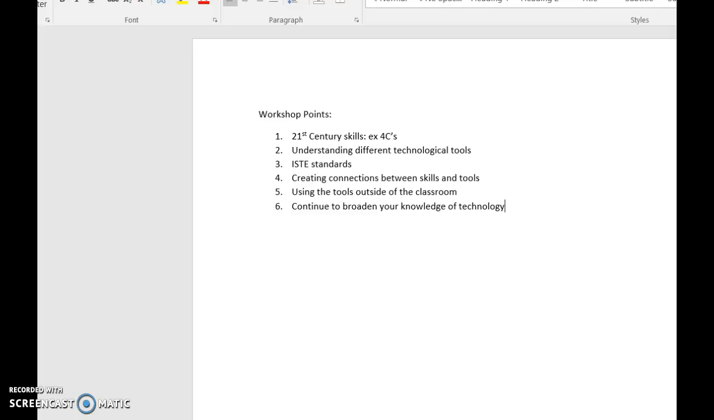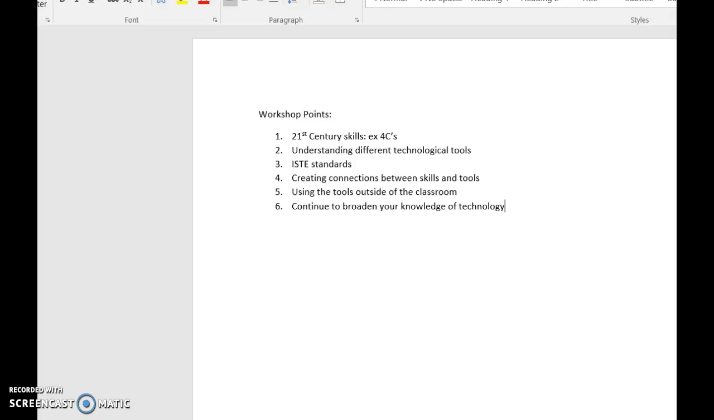Next is understanding the ISTE standards. And these standards help to inspire creativity and engage students. It also works with technology to incorporate some of those tools to help students learn as much as possible. It also promotes technology for the teachers and students.